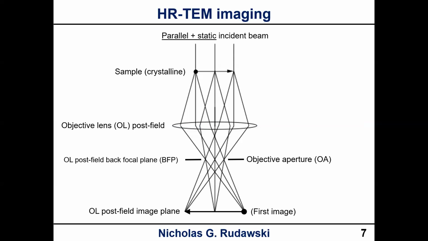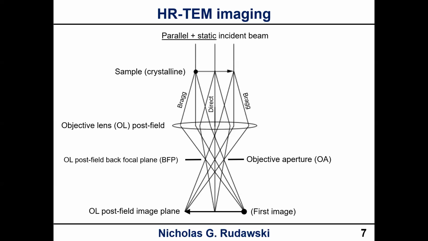So here's a basic schematic of how this works. We start with a parallel or nearly parallel, static incident beam, meaning it's not moving. It doesn't have to be strictly parallel. We're assuming our sample is crystalline, so the beam interacts with the sample and transmits through it. As a result, when it exits the sample, it consists of basically two components: a direct component and a Bragg component.